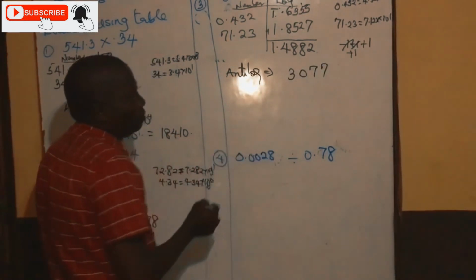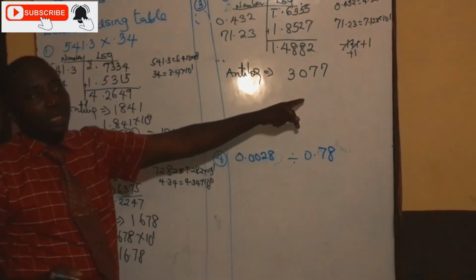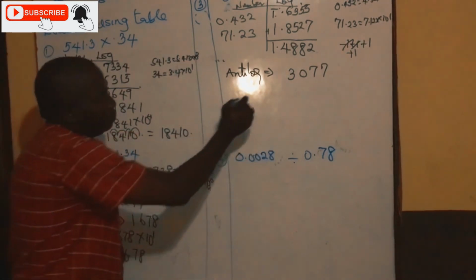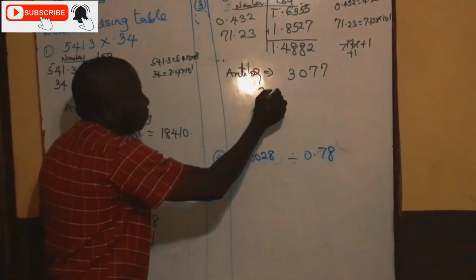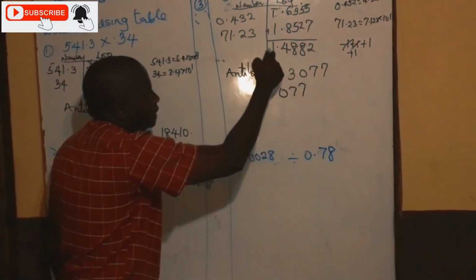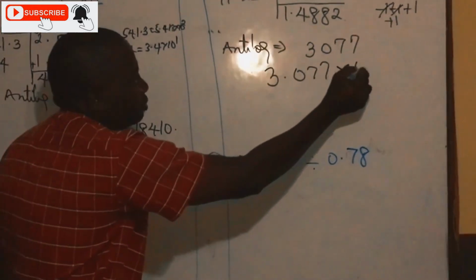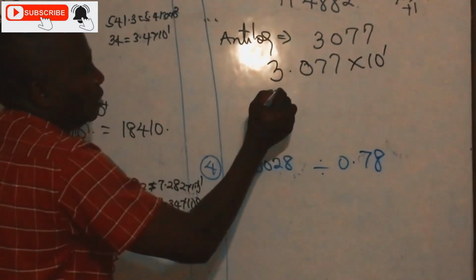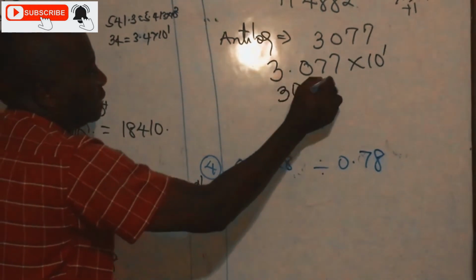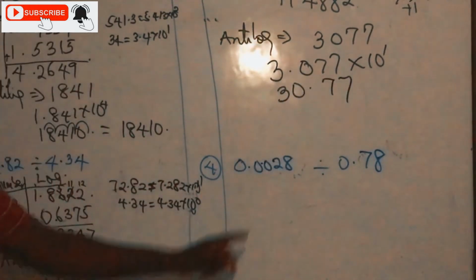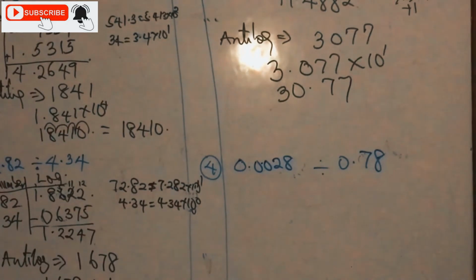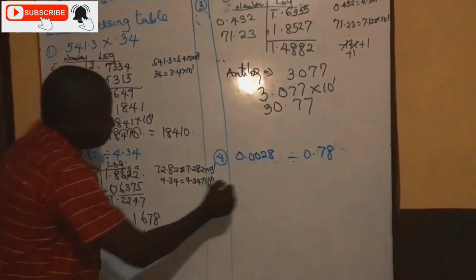3077. Then we will now write it as standard form. That one will now be 3.077. The excess of the characteristics will be the power of 10. So it will now be 30.77.